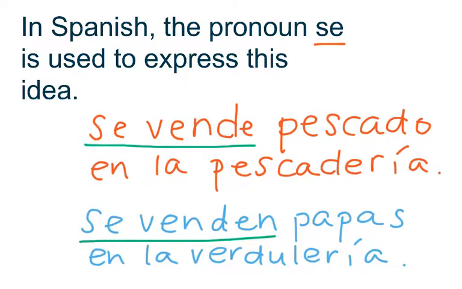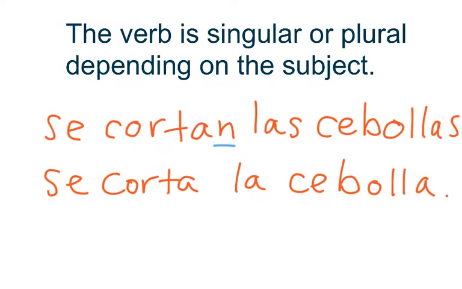When you are talking about a plural, you'd say, se venden papas en la verdulería, which means potatoes are sold in the vegetable shop. Okay, so the only difference there you might have noticed is the en on se venden, and that's what happens because this word is plural. Let's see an example of that again. So the verb is singular or plural depending on the subject.